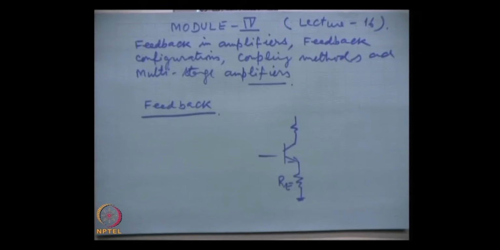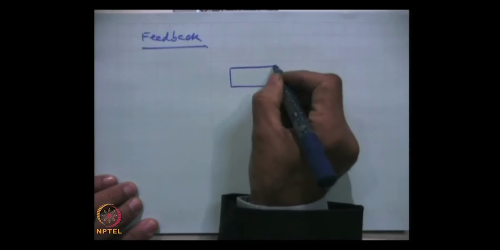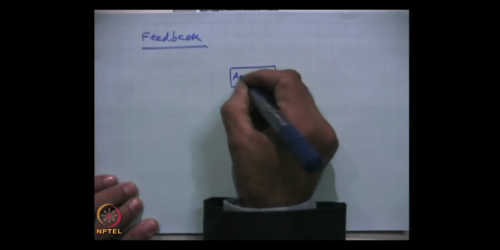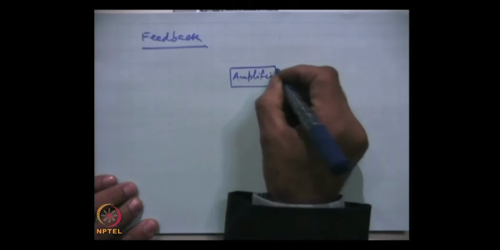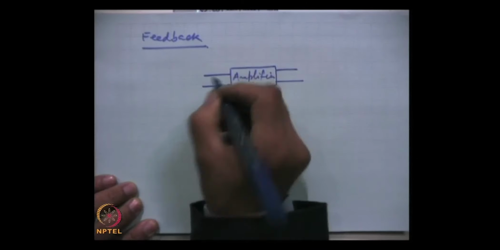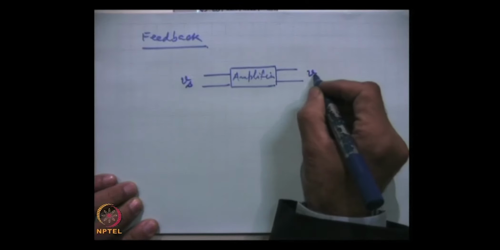Similarly, we talked about collector feedback bias. There also we talked about this term feedback. So, first let us understand what is feedback, and what kind of feedbacks we have to encounter. In an amplifier, this is the amplifier, these are the two outputs and these are the inputs. The signal is given here and the signal is taken out here.